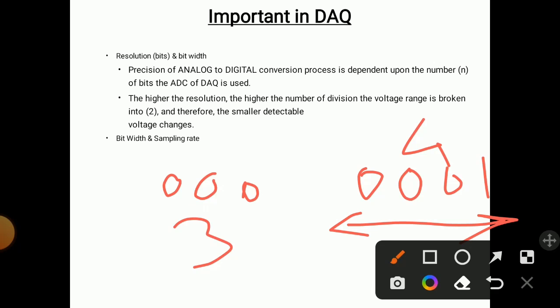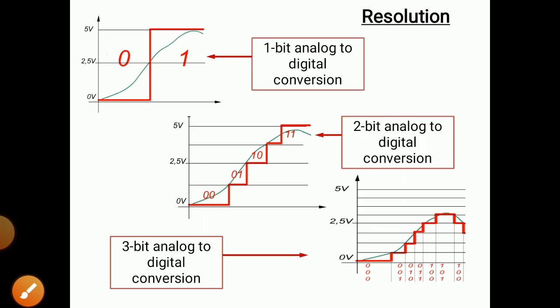The higher the resolution, the higher the number of divisions the voltage range is broken into, and therefore the smaller the detectable voltage changes. If you use a higher number of bits, you will get higher resolution, and the voltage range can be broken into more parts. We'll see this in the next slide. So this is resolution. Here you check the first graph. Here 0 and 1. This is called 1 bit analog to digital conversion. It is only 0 and 1.